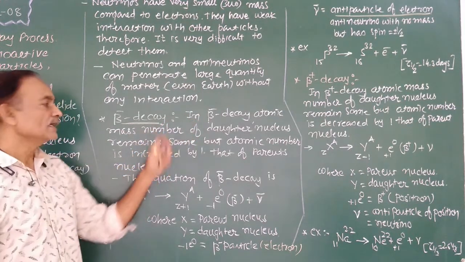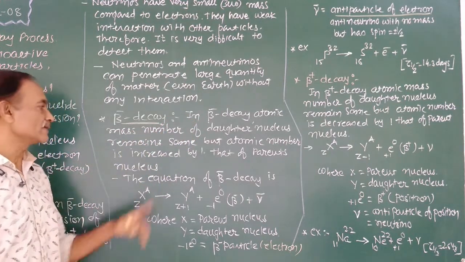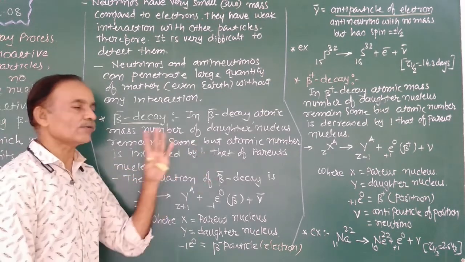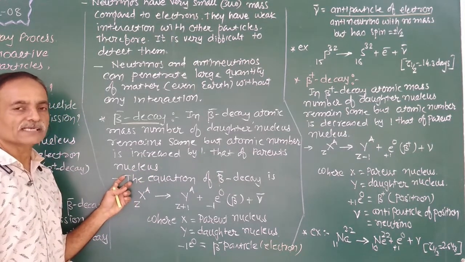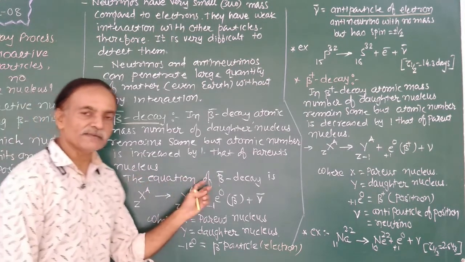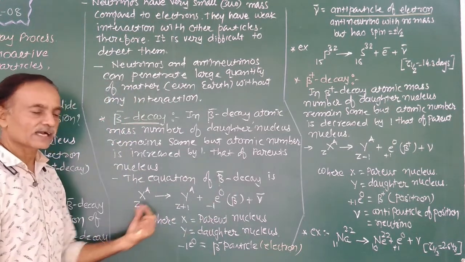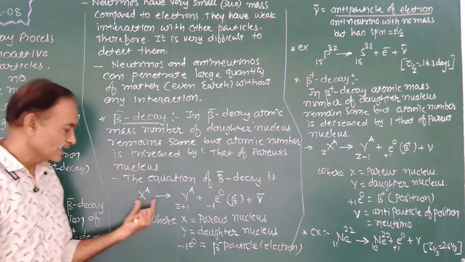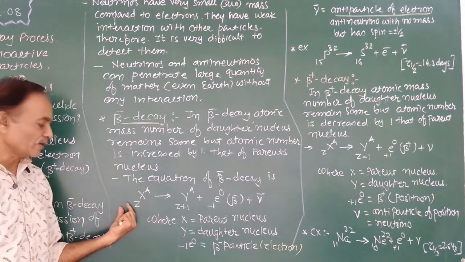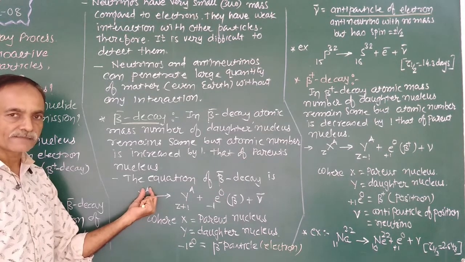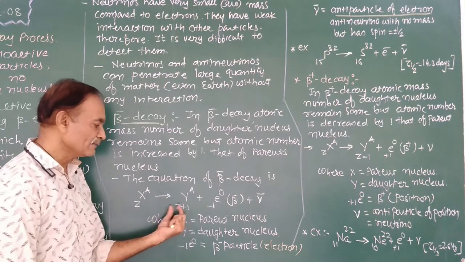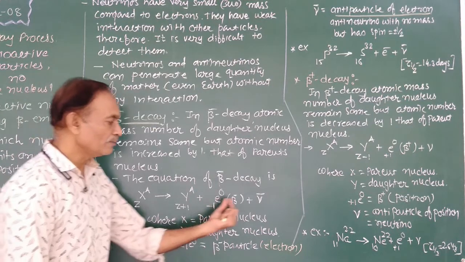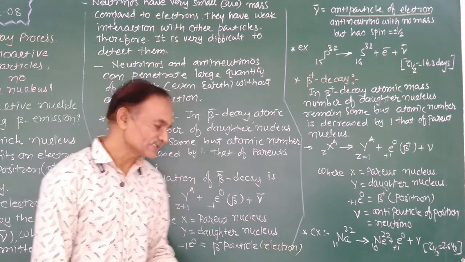Again, we repeat the beta minus decay. In beta minus decay, the mass number of the daughter element remains the same, but the atomic number is increased by 1 compared to the parent nucleus. The equation of beta minus decay is X(Z, A) converts into Y(Z+1, A) plus an electron plus an anti-neutrino. There is a parent element having atomic number Z and mass number A. The daughter element is Y, whose atomic number is increased by 1 while the mass number remains unchanged. And an electron plus an anti-neutrino are emitted.